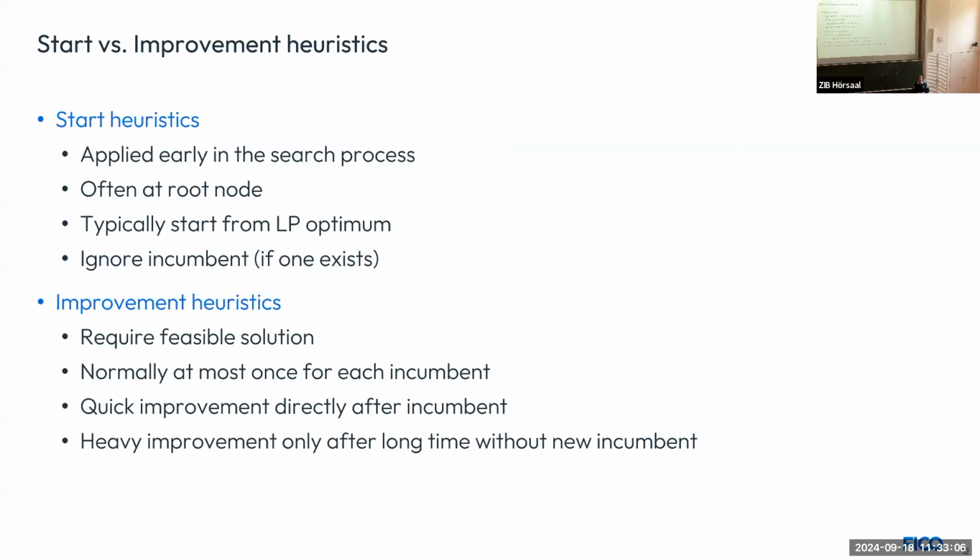And the other axis along which you can split heuristics into different types is start versus improvement heuristics. Start heuristics don't need a feasible solution. They just try to construct one from scratch. They might still be applied if you already know one. So you might throw several start heuristics onto your problem, even if one of them already found a solution. And improvement heuristics take a feasible solution, work with it, and try to change something about it to give it a better quality, to find a solution which has a better objective value.